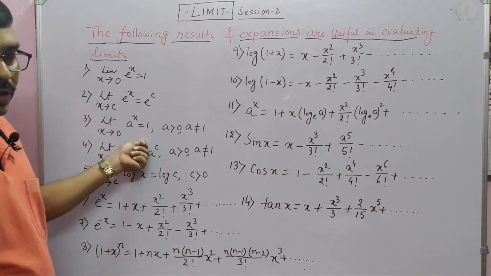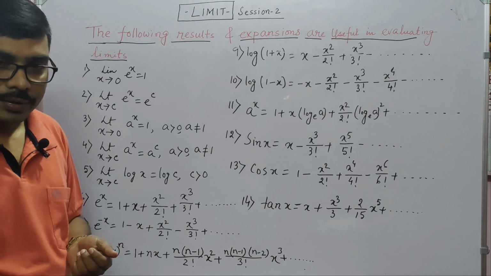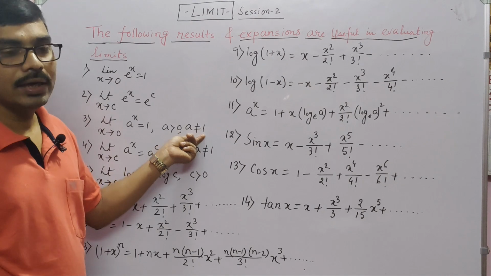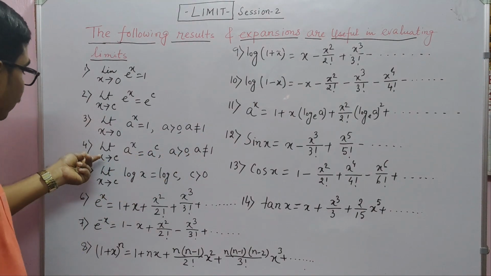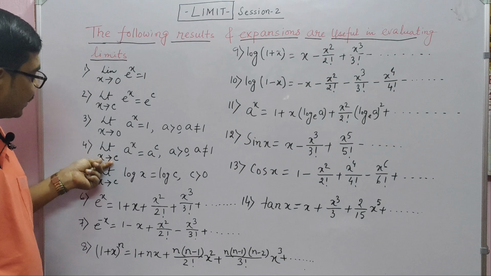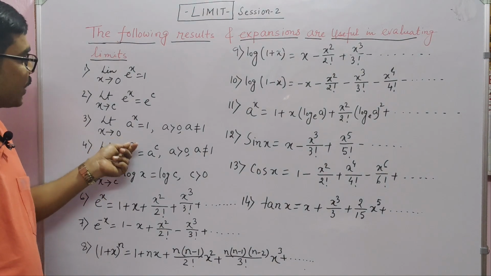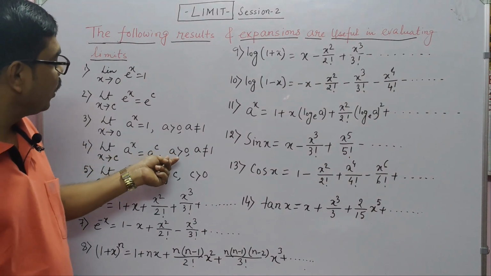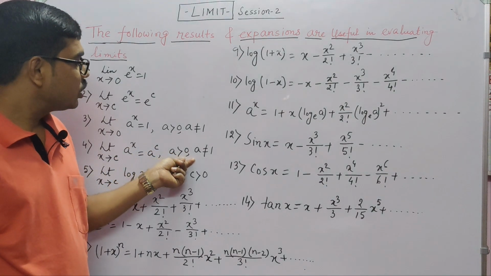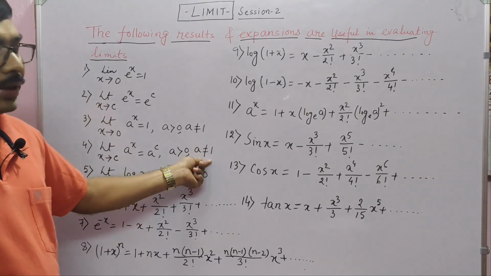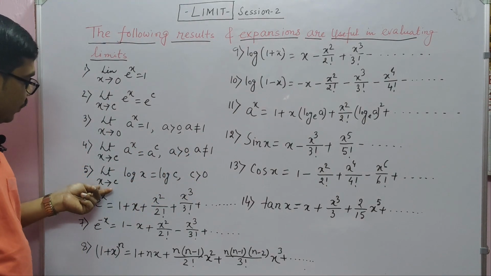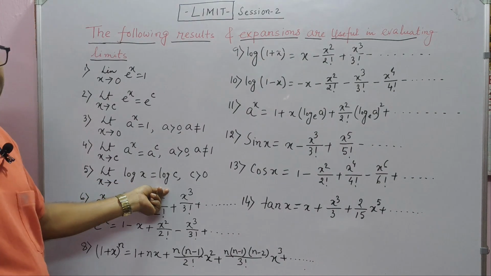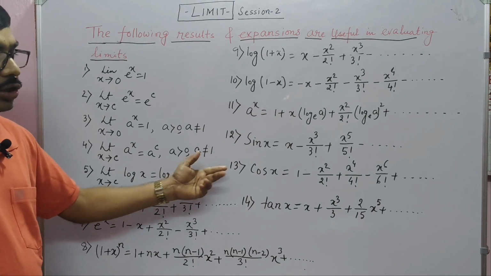That is a to the power 0, a to the power 0 equal to 1. Condition: a is greater than 0 and a is not equal to 1. Number 4, limit x tends to c, a to the power x equal to a to the power c. x এর জায়গায় c বসিয়ে দাও। a is greater than 0 and a is not equal to 1. Next, limit x tends to c, log x equal to log c, when c is greater than 0.